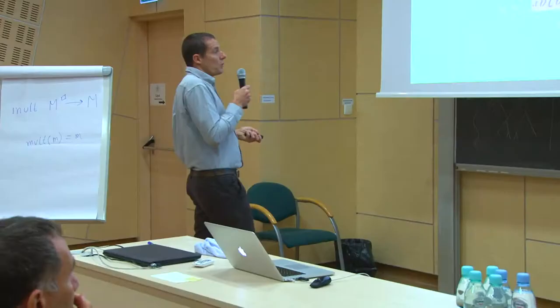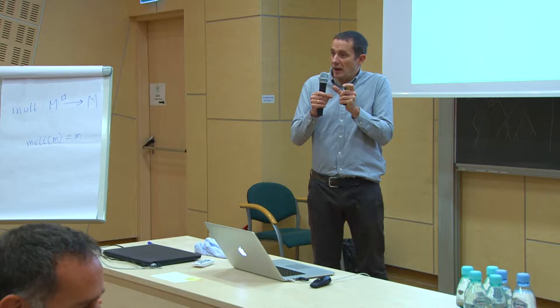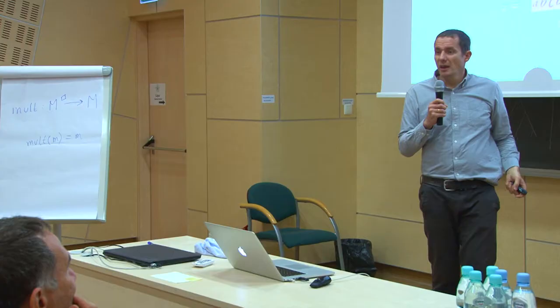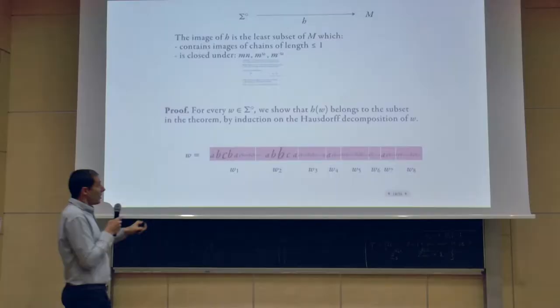Now, what are the possible cases? Well, the main induction step in the Hausdorff decomposition is that you decompose a chain as a concatenation of W1, W2, W3, and so on forever. So suppose that our chain is concatenated as W1, W2, W3, and so on. This is an omega sequence. There's also the case of a reverse omega sequence, but it's the same. There's also the case of binary concatenation, but that is completely immediate. And these are simpler chains.